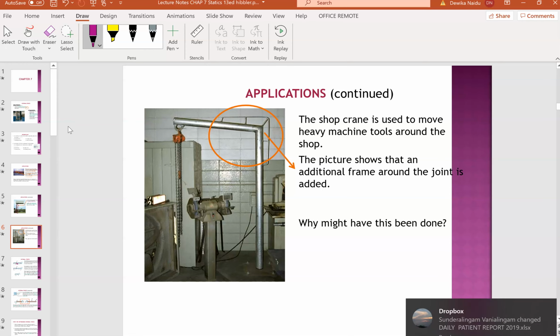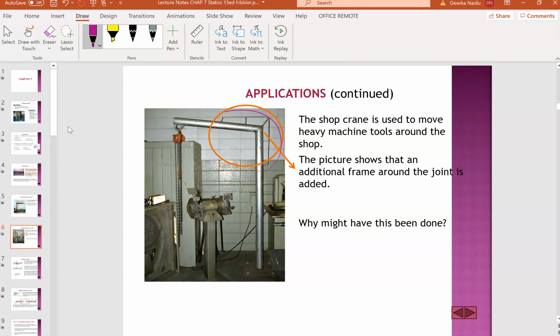And look at this structure. This structure suddenly has this, what do you call this, external support here. So these are the reasons.